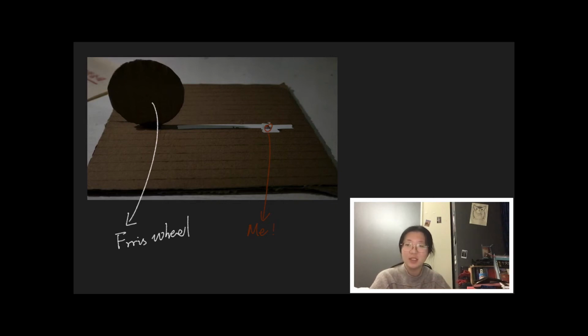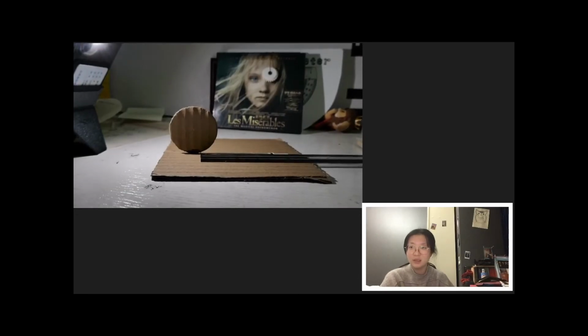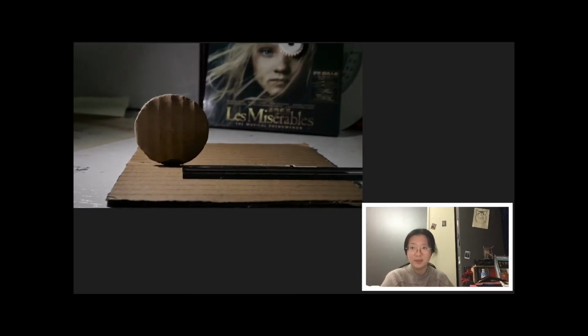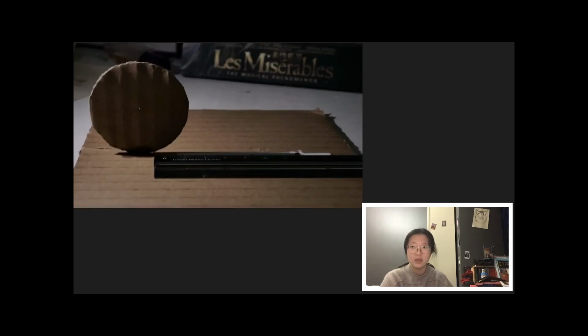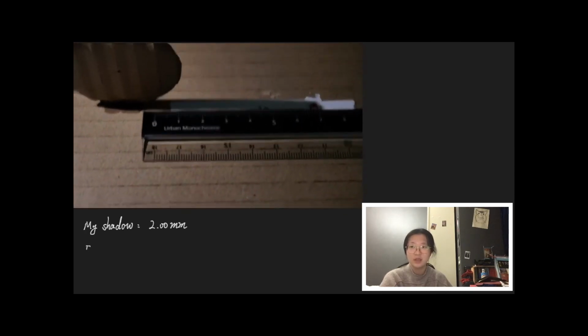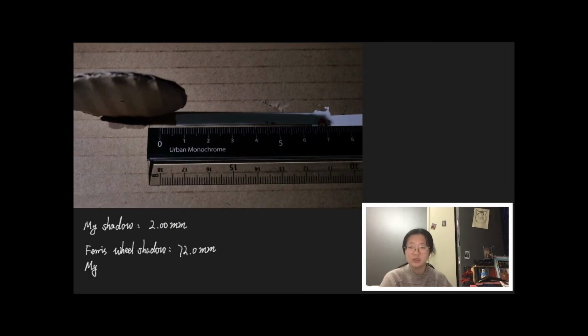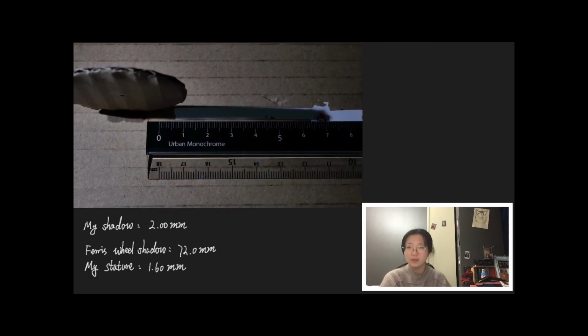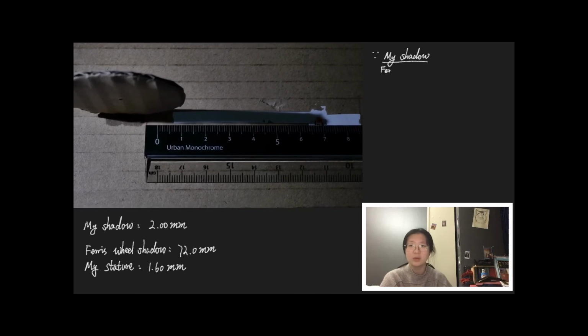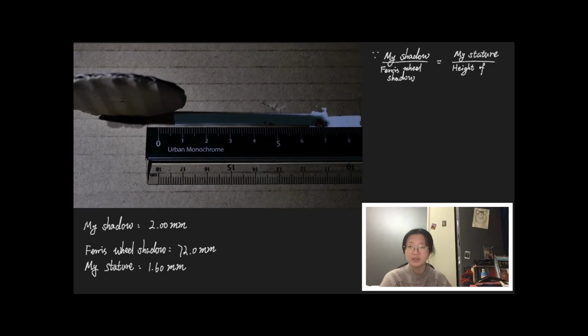As you can see from this video, when my flashlight is moving, the length of the shadow is changing. In this simulator, I can get a similar result, but it's reduced by 100 times. Now, my shadow is 2 mm, the Ferris wheel's shadow is 72 mm, and my stature is 1.6 mm. Although it's reduced by 100 times, the method is the same and the scale can be applied. From calculation, the Ferris wheel in this simulator is 58 mm high.